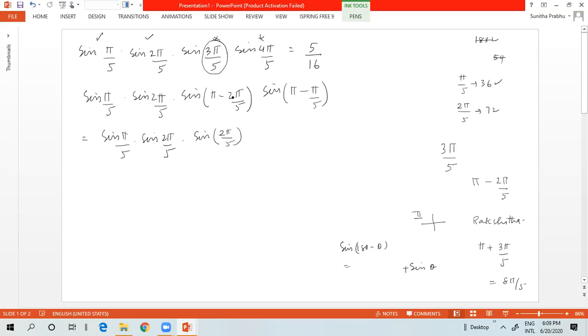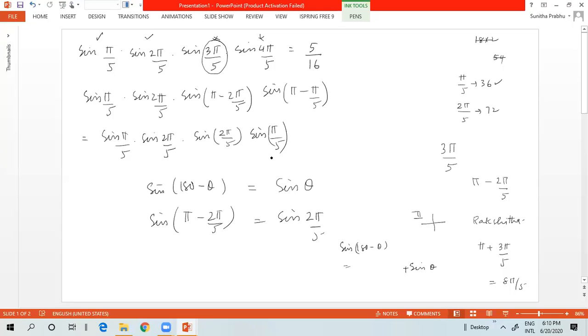See, this is sine 180 minus theta. So I'm just writing this: sine pi minus 2 pi by 5. Sine 180 minus theta is sine theta. That means this is sine 2 pi by 5. Is it okay? Yes, sir. Now tell me, what is sine pi minus pi by 5? Sine 36, sir, sine pi by 5 it will be.